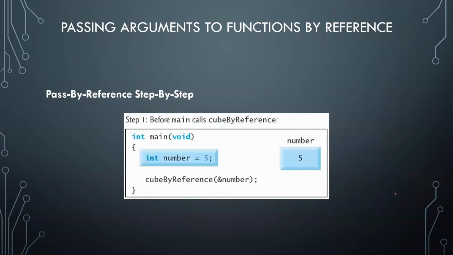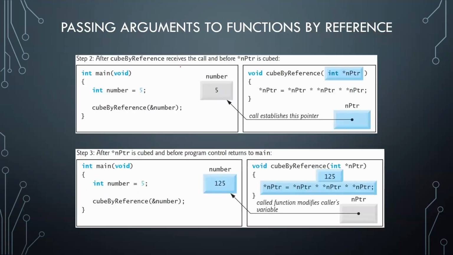Now let's take a look at what it looks like if I pass by a reference. Here, step 1 is identical to the pass by value that we just did. We create a memory location, call it number, and put in the value of 5. Now, step 2, we're going to call this cube by reference. We're sending it the address location.